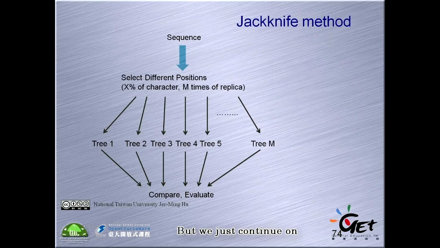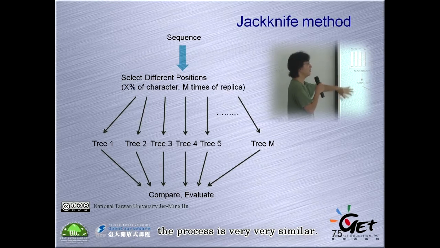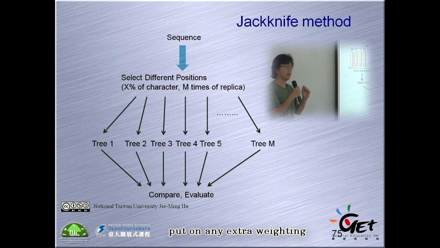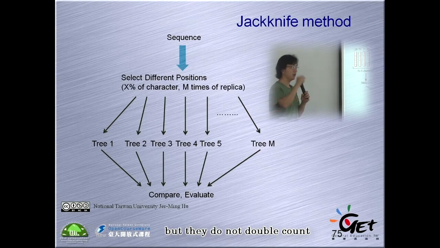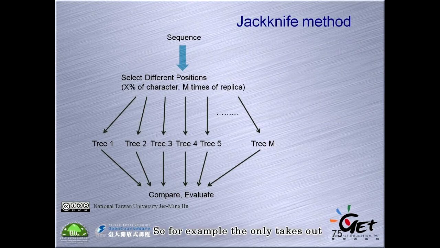We will discuss the weaknesses of it later on, but we just continue on to the jackknife method. For the jackknife method, the process is very, very similar. The only difference is they do not put any extra weighting on the characters. They only eliminate a certain part of the characters, but they do not double count any in this case. So for example, they only take out like 20% or 5% of the characters. You can specify that in the analysis.